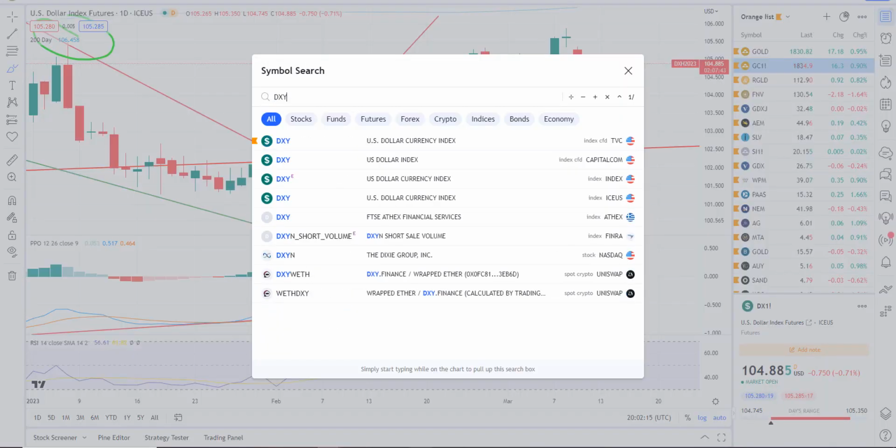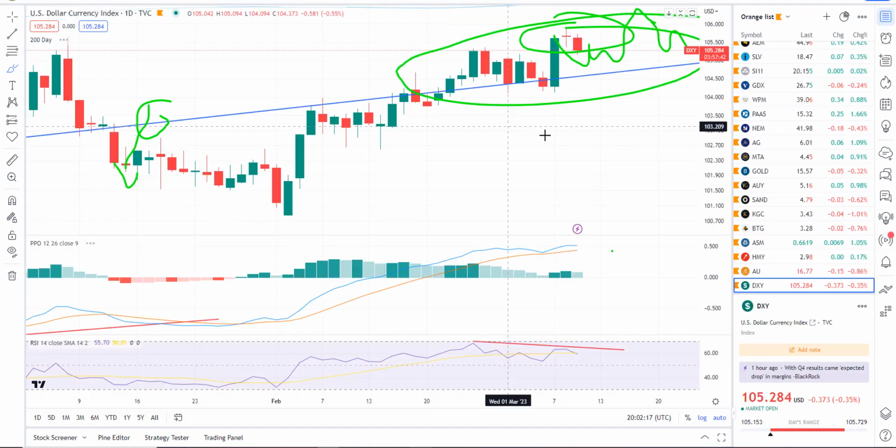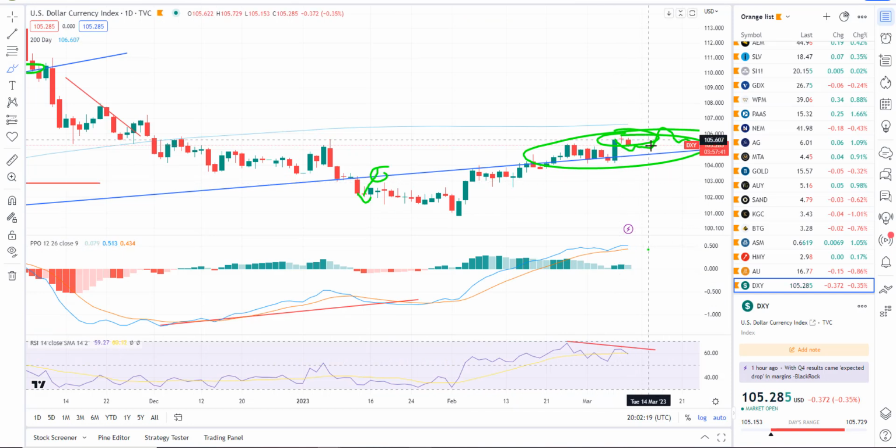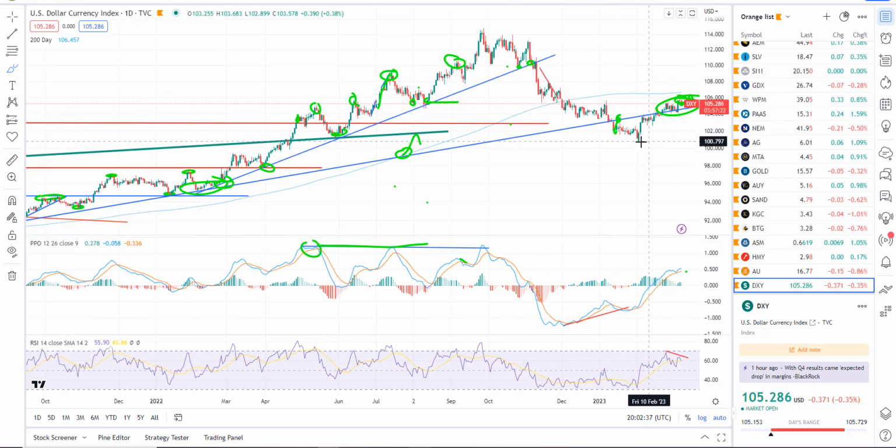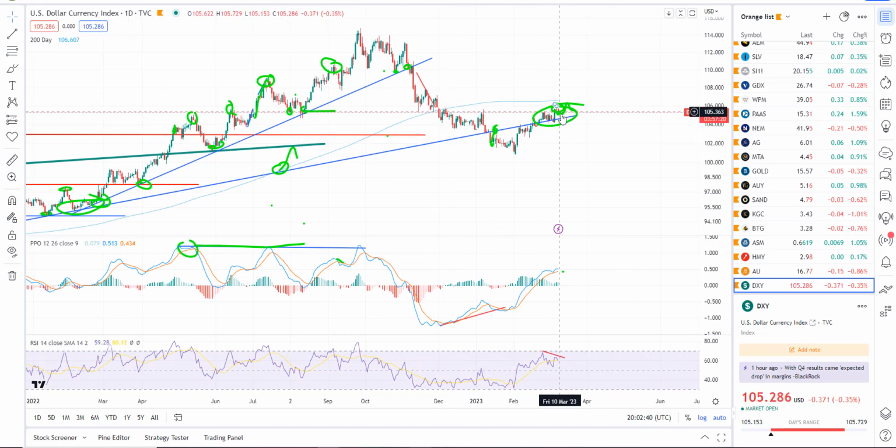If I go to DXY, which is kind of the dollar-euro pair, essentially, there is some negative divergence just starting to show up there on the daily chart, RSI, and not enough to go off of on the PPO, but it is showing up on the RSI. Usually things will show up on the RSI first before they show up on the PPO. So I'm seeing some negative divergence, which could mean that the dollar is going to start to sell off.